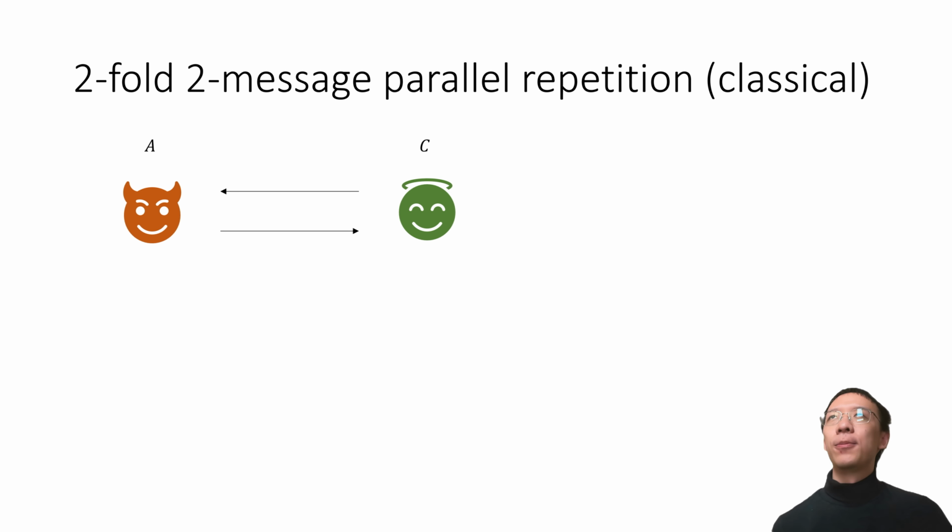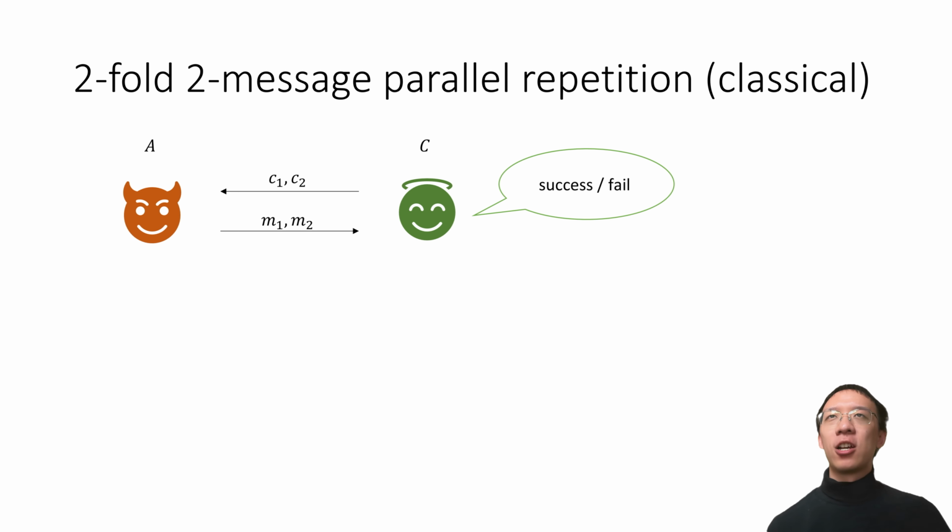Okay, to tell you a little bit about our proof, let me start by giving you the classical proof for a baby case. In particular, the classical proof for a two-fold parallel repetition for a two-message security game. Here we have an adversary and a challenger. The challenger starts by sending two independently drawn challenges, and the adversary responds with two possibly correlated responses. And as before, the challenger is going to accept if both folds accept, or the adversary wins both folds.